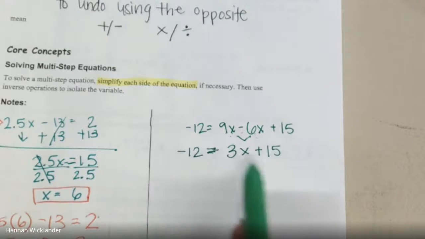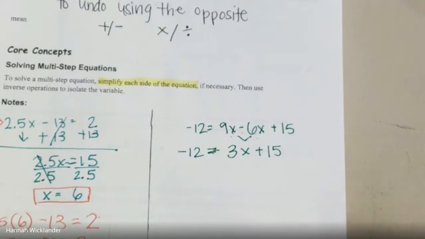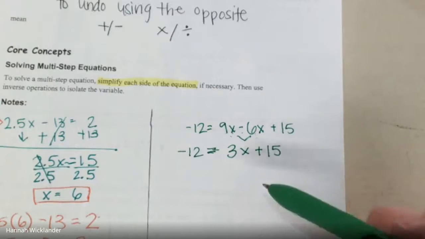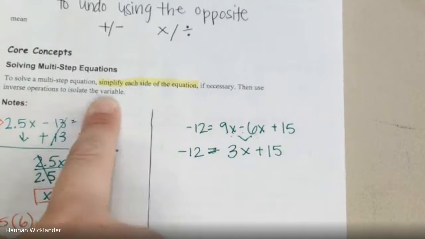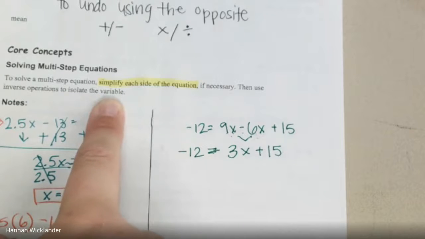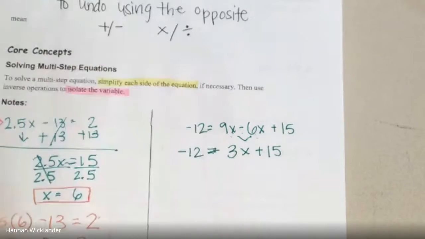Now this is set up in a similar fashion as the first equation, where it's a two-step to solve. So what I'm going to do now is use inverse operations to isolate the variable. So step 1, simplify. Step 2, isolate the variable. Get x, whatever the letter is, by itself.